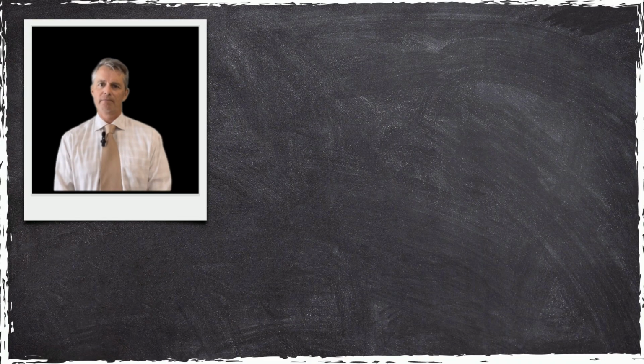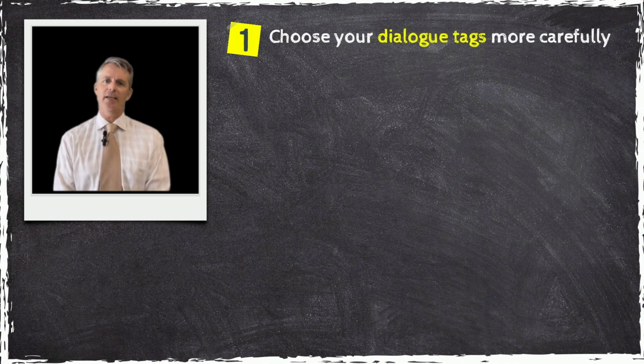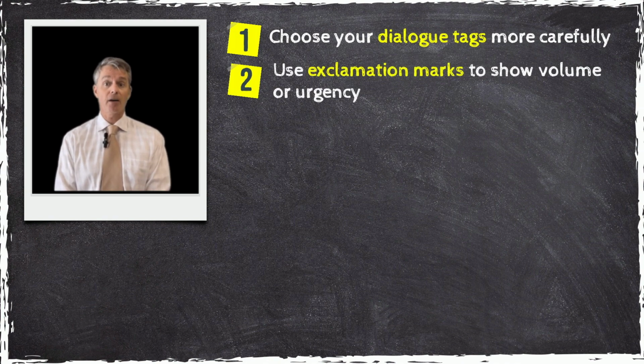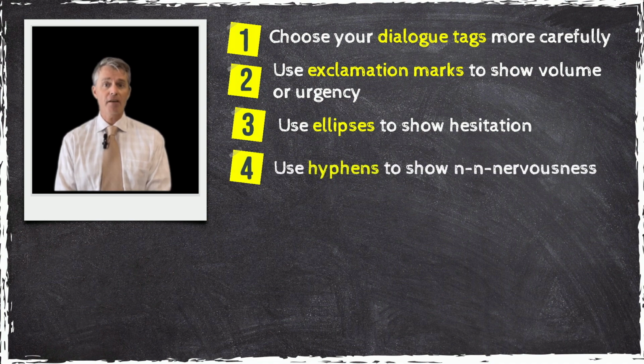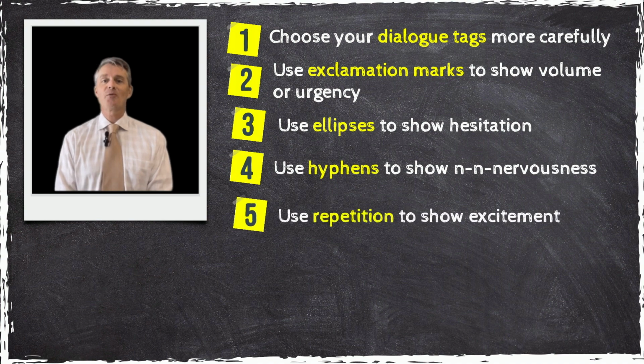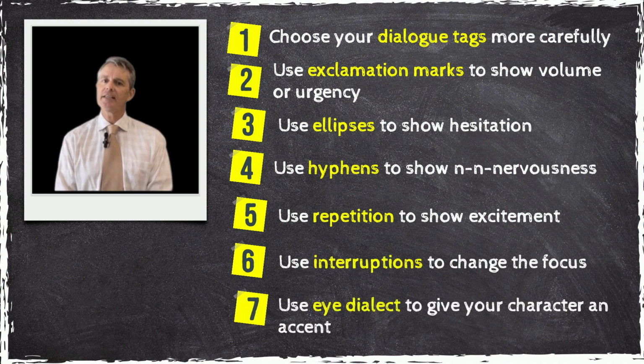So there you go. You now have 7 ways to create unique and engaging dialogue. From now on, choose your dialogue tags more carefully. Use exclamation marks to show volume or urgency. Use ellipses to show hesitation. Use hyphens to show nervousness. Use repetition to show excitement. Use interruptions to change the focus. And use I-dialect to give your character an accent.